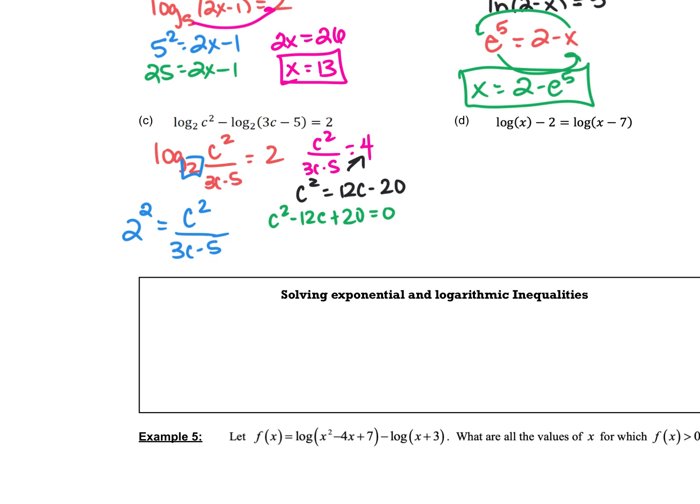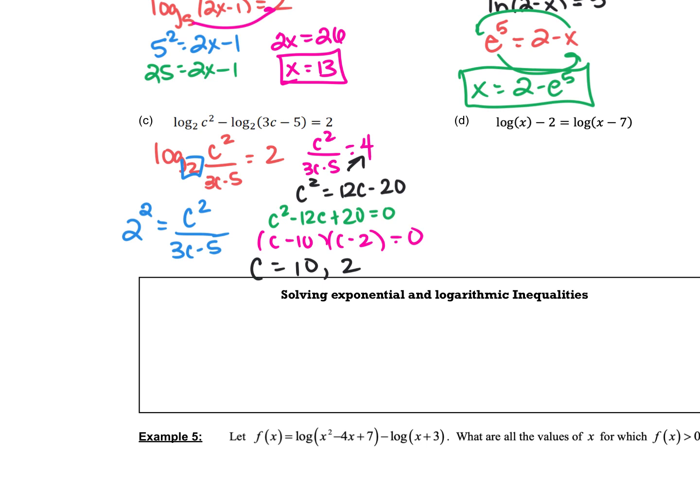All right. Let's think about factors on that one. Okay, multiply to 20, add to negative 12. Minus 10, minus 2. And so we find our solutions as 10 and 2. Okay, let's check them. All right.